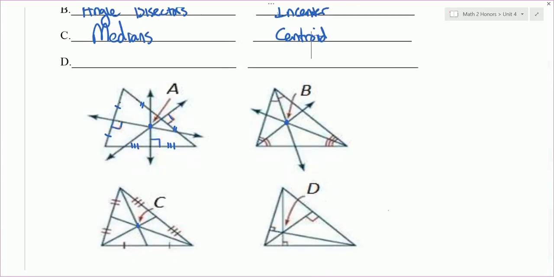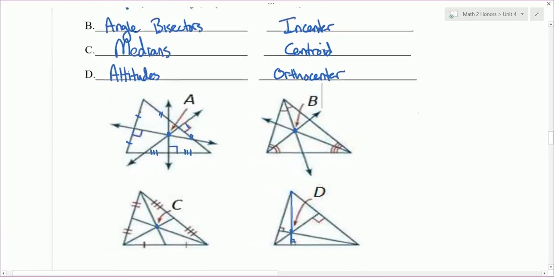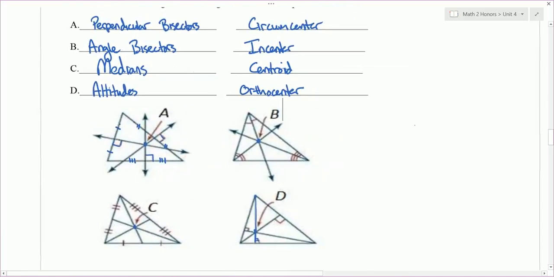And the last one, we have segments that go through the vertex of one point and are perpendicular to the other side. Those are altitudes, or the heights of the triangle. And the altitudes intersect at a point called the orthocenter. So be familiar with the names of these segments and the names of their intersecting points.